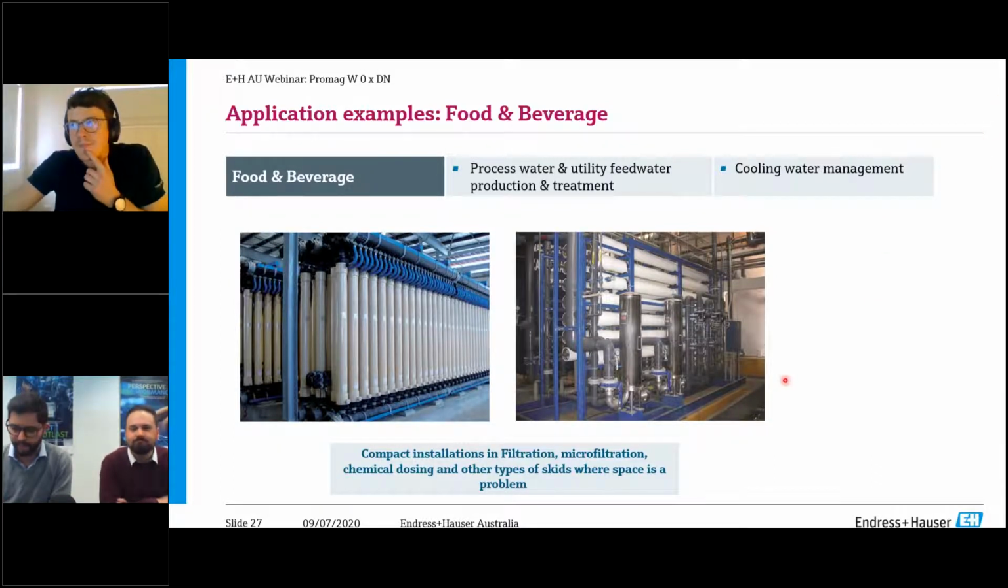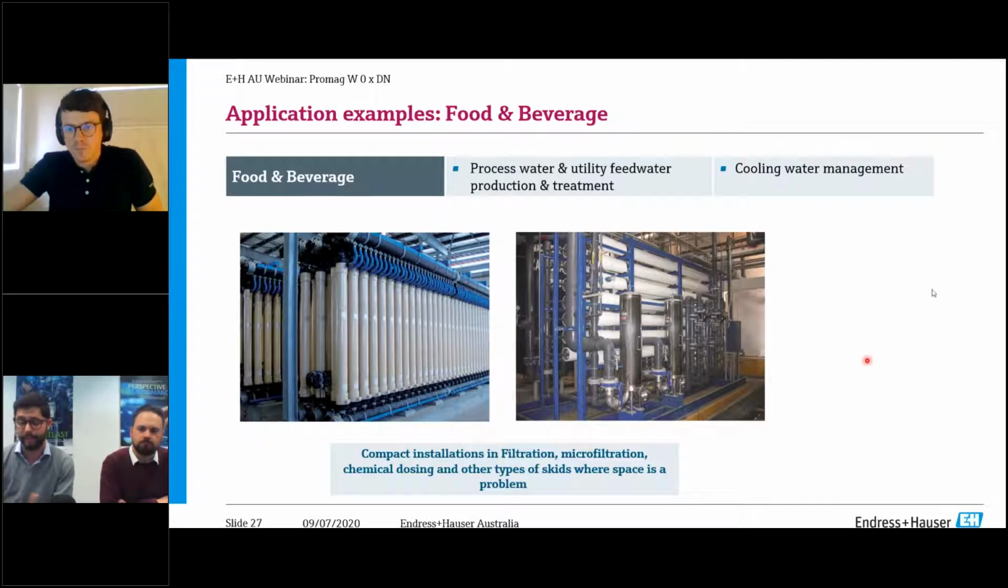Okay, thanks Taylor for the great explanation. The main applications in food and beverage for the Promag W0 DN are mostly in utilities, especially in compact installations such as kits for filtration, microfiltration, and even chemical dosing, where space is really a problem. You can see some of these installations in the pictures on the slides. But there's one thing that really stands out with the Promag W0 DN: it's an amazing solution, not only from an engineering point of view, but also from a maintenance one.